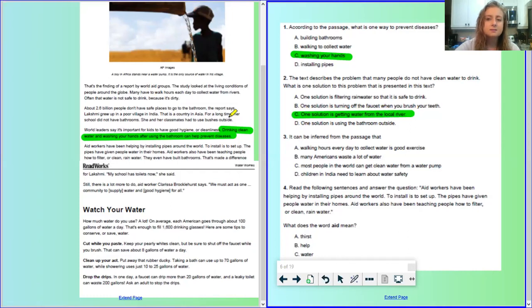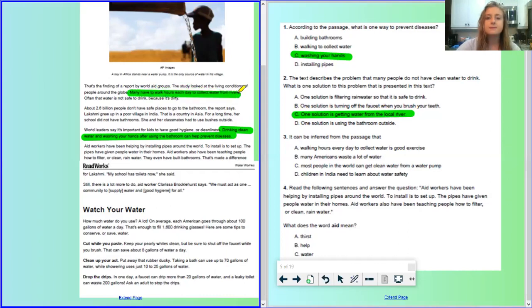Filtering rainwater doesn't come up in this passage at all. So that's just random. Okay, so we're going to highlight many have to walk hours to collect waters from rivers. Number 3, it can be inferred from the passage that A, walking hours every day to collect water is good exercise. B, many Americans waste a lot of water. C, most people in the world can get clean water from a water pump. Or D, children in India need to learn about water safety.